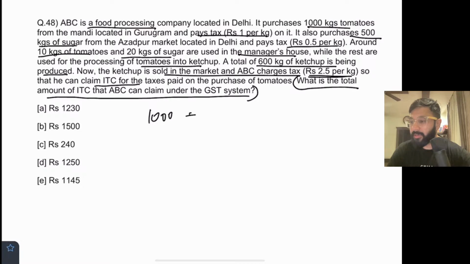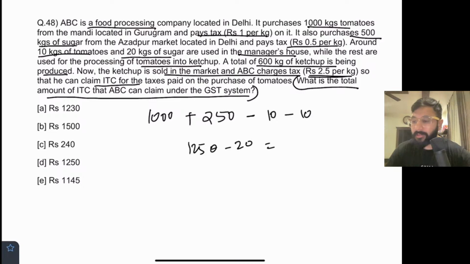तो 1000 रुपये तो उसने सबसे पहले टैक्स दिया था on raw material, फिर उसने 250 रुपये और टैक्स दिया raw material का, फिर उसने कुछ personal use किया. 10 kg of tomato पे 1 रुपये था तो 10 रुपये हो गया. 20 kg of sugar पे आधा था तो 20 kg मतलब 10 रुपये, आधा हो गया क्योंकि 50 पैसे per किलो है. 1250 minus 20 rupees, 1230. That is our answer. ये हमारा input tax credit हमें मिल जाएगा. So the answer is option number A.